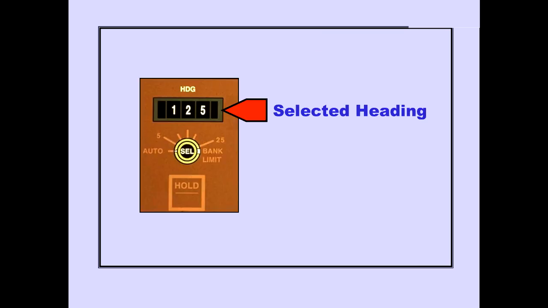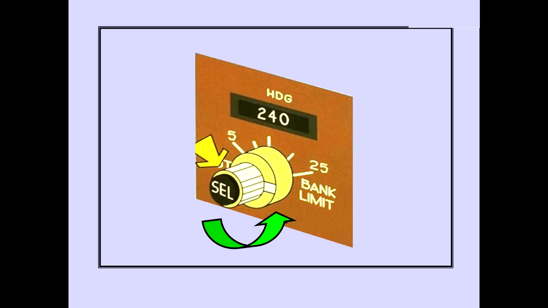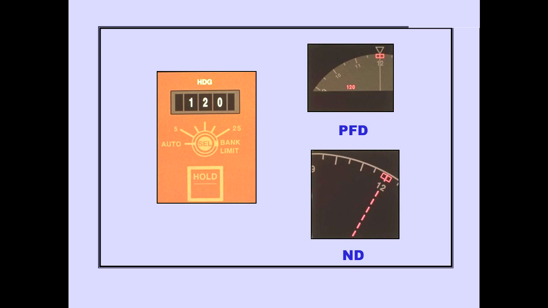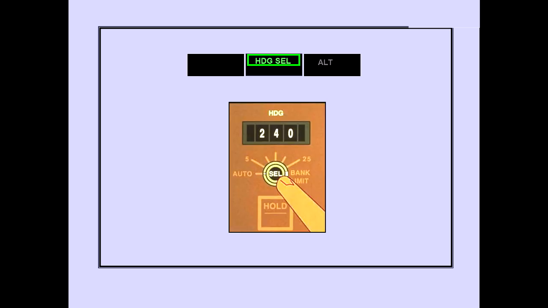Now let's discuss the Heading Select mode. The Heading Select mode is used to turn the airplane to a selected heading. Rotating the heading selector sets the desired heading values into the heading window. The selected heading is also displayed in magenta on the PFD and ND. Pushing the Heading Select switch selects the mode. Heading Select appears in the flight mode displays.